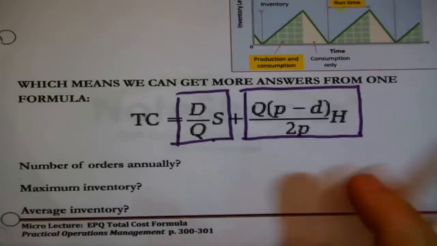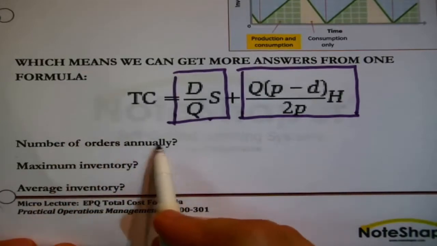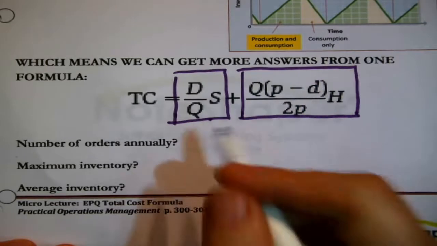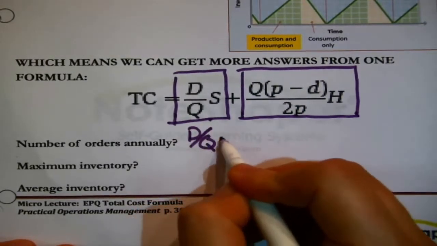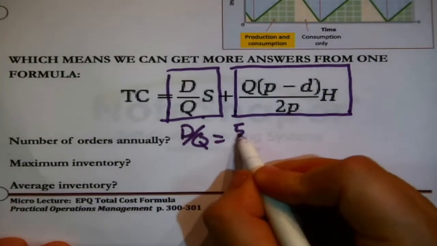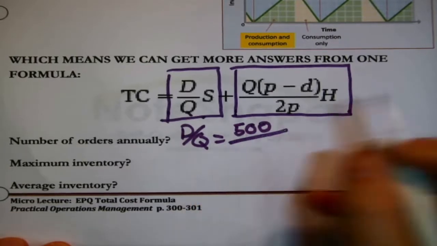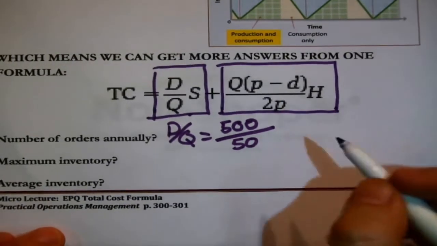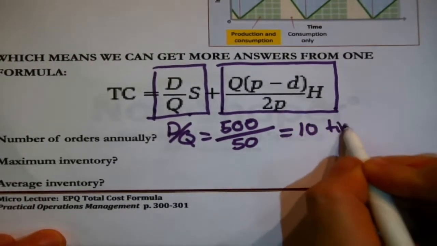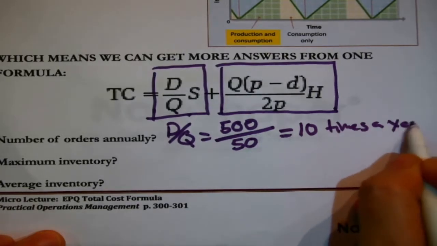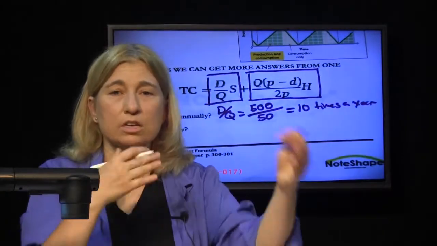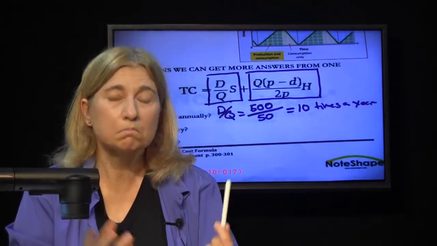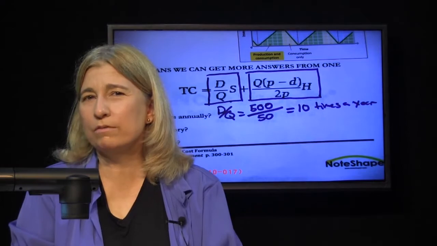Now wait a minute, there's some other questions down here. Number of orders annually. Look inside this first half of the formula, cover up the S. That's D divided by Q. Because, think about it, it's kind of logic. You need 500 over the course of a year. You're going to make them 50 at a time. That was the proposal, right? That's what we're evaluating. Well, it means that you'll have 10 orders a year. You'll set up and make this stuff 10 times a year. There'll be 10 batches in the course of a year.